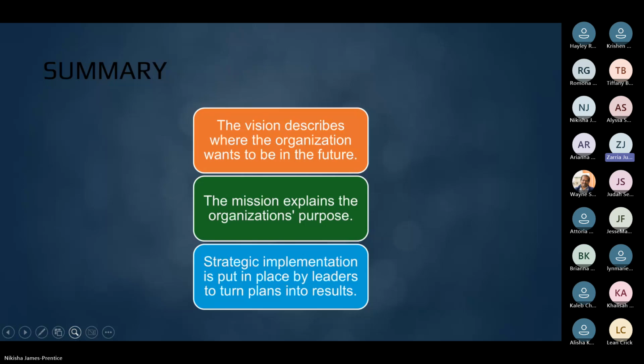Now, to summarize this entire presentation, the vision describes where the organization wants to be in the future, while the mission explains the organization's purpose, and the strategy is put in place by leaders to turn plans into results.